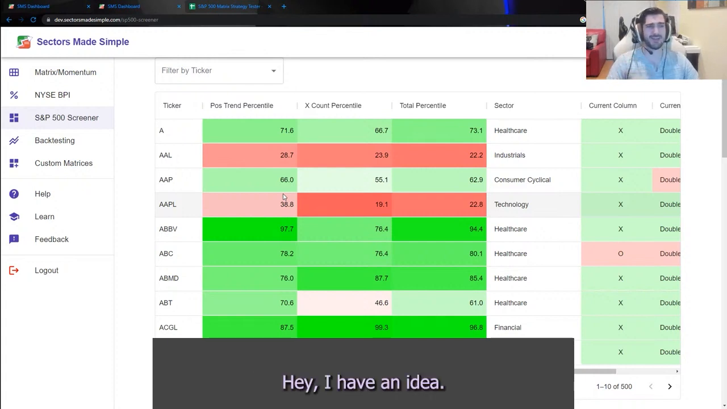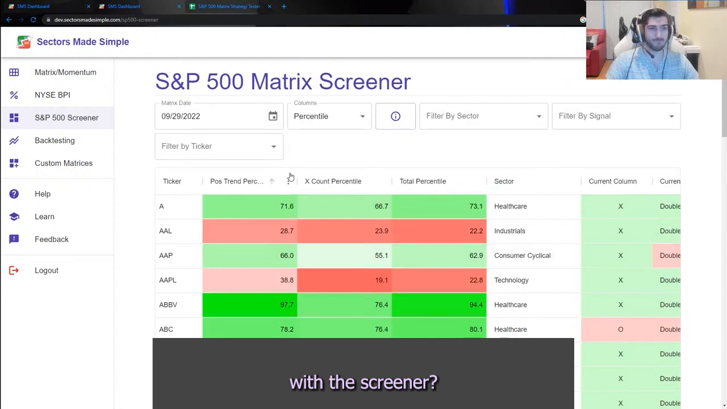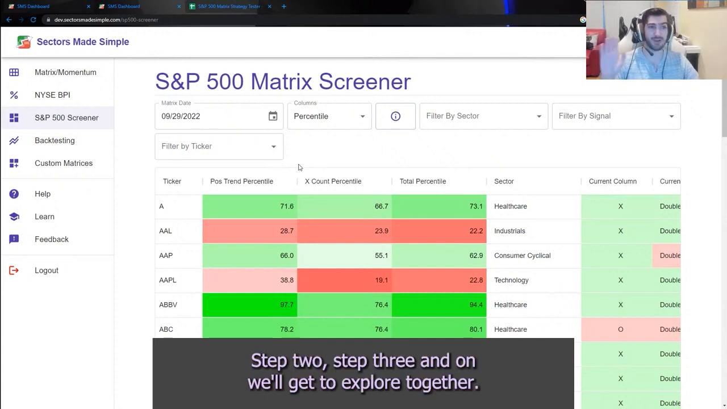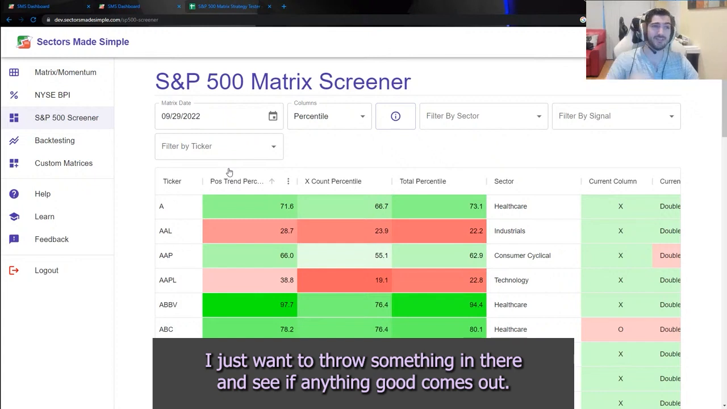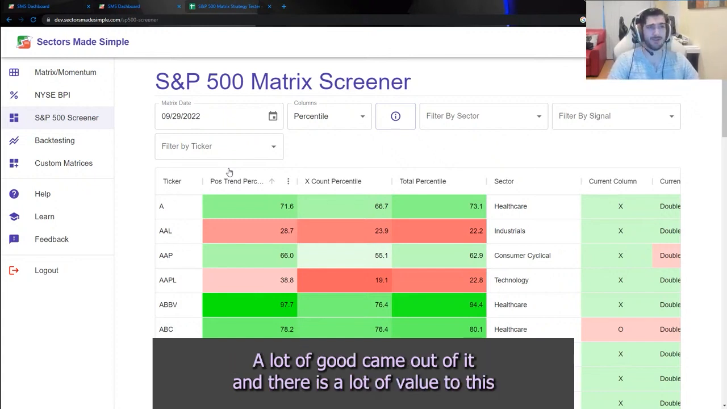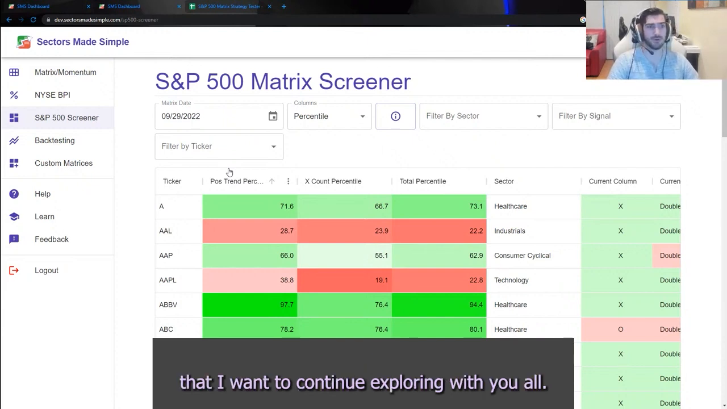Hey, I have an idea. Does this matrix strategy work with the screener? There's enough here to say, yeah, it does. This is step 1. Step 2, step 3, and on, we'll get to explore together. But for step 1, I just want to throw something in there and see if anything good comes out. A lot of good came out of it. And there is a lot of value to this that I want to continue exploring with you all.